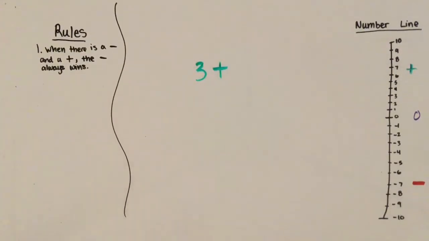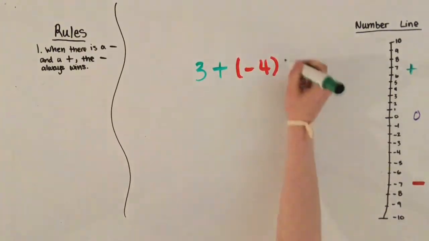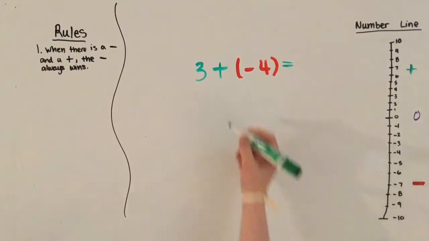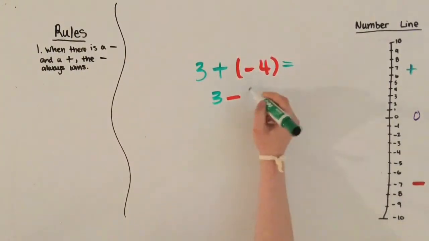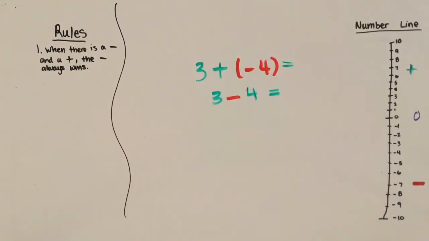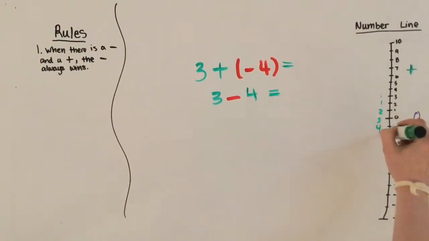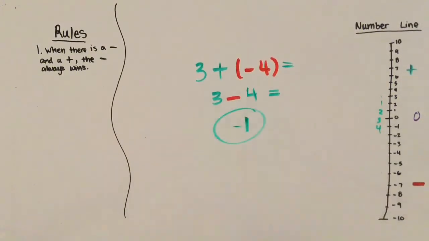What would we do if we had a problem like this? Positive 3 plus a negative 4. Well, first we know our rule. The positive sign would become a negative sign, so we have 3 minus 4. Here we can use our number line, because we can see that when we subtract 4 from 3, we pass 0, so the answer would be negative 1.